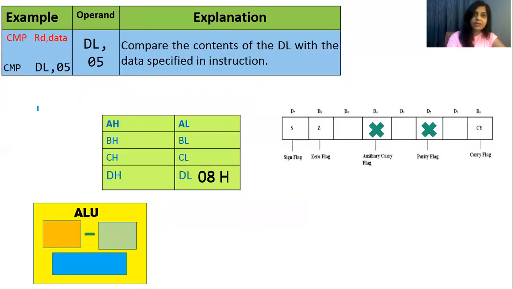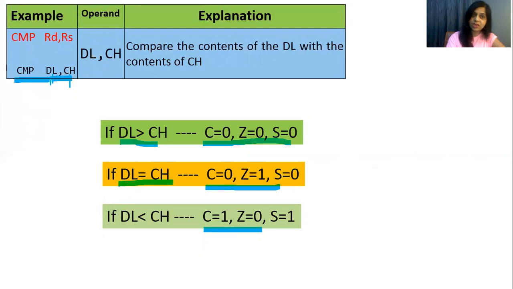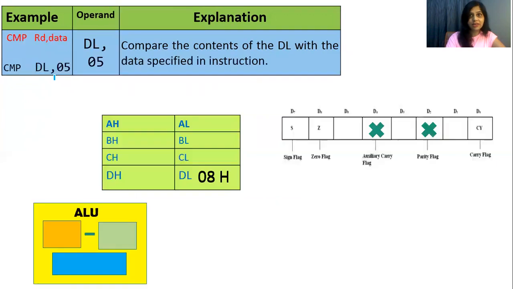Now let's take another example. In the previous instruction, I have taken 8-bit registers. You can also take 16-bit registers. If you want to compare 16-bit numbers, what you have to change is write the AX, BX, CX and DX registers in place of AH, BH, CL, CH like this.